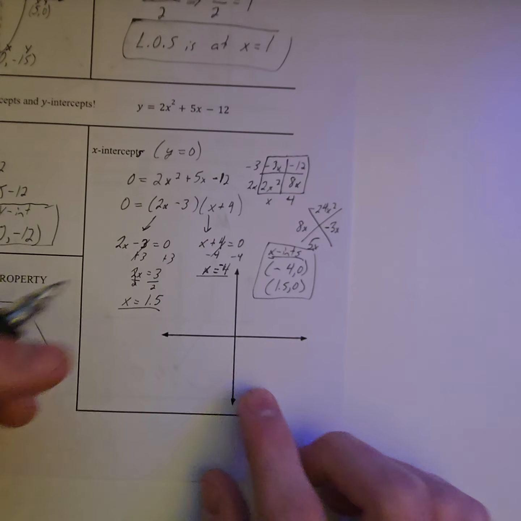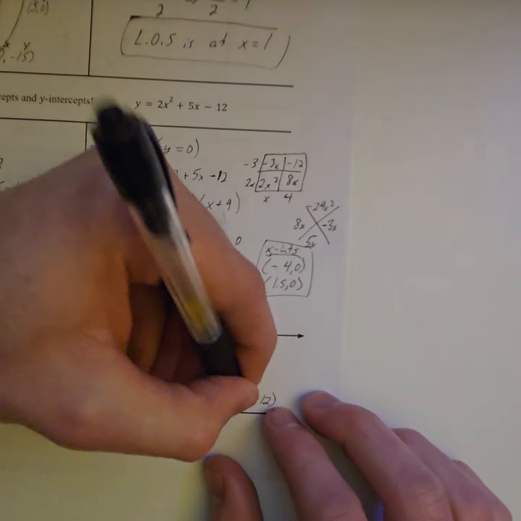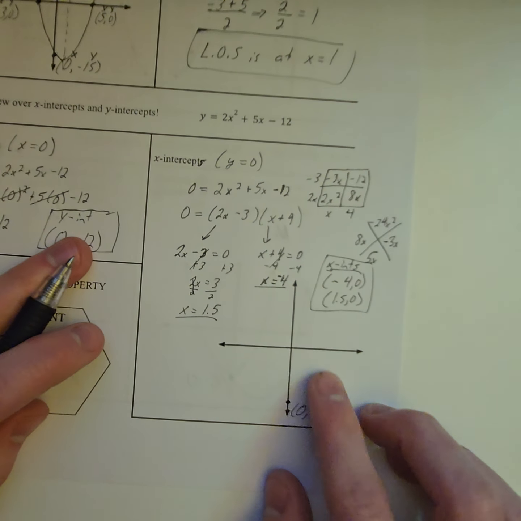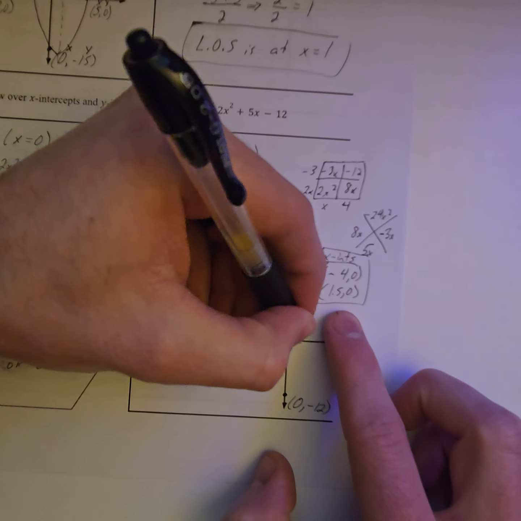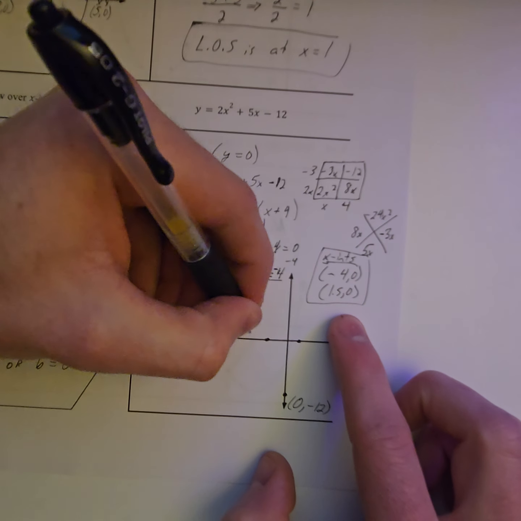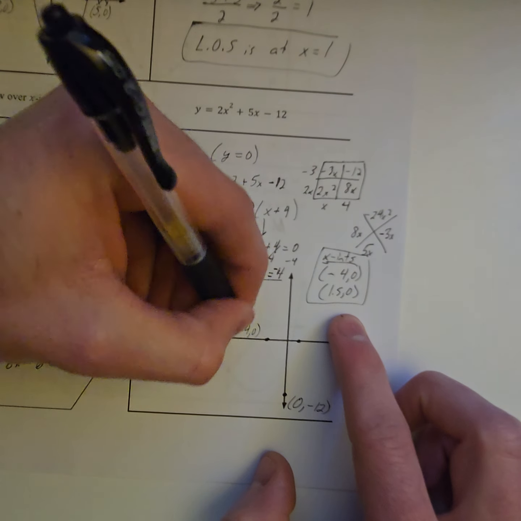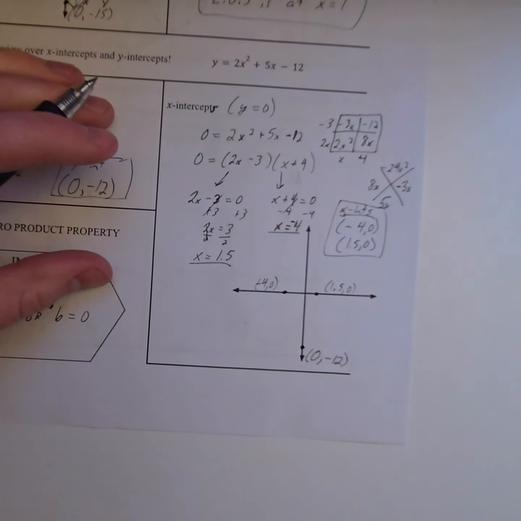We're just going to sketch. So let's put negative 12 down here. That's our y-intercept, from this number right here. And then let's just estimate where these are going to be. We're at negative 4, so that's going to be around here somewhere, and then 1.5 is going to be around here somewhere. So this is at negative 4, 0, and 1.5, 0. We're just sketching, so this isn't going to be super accurate.